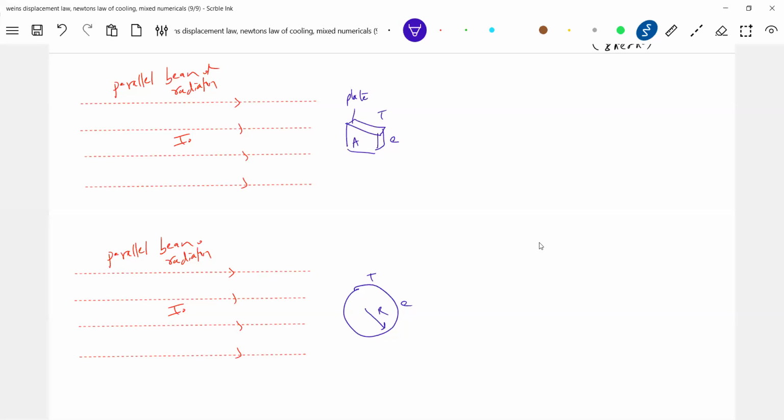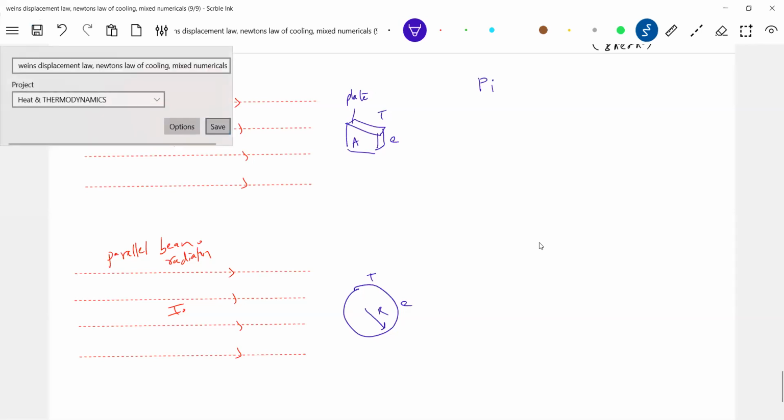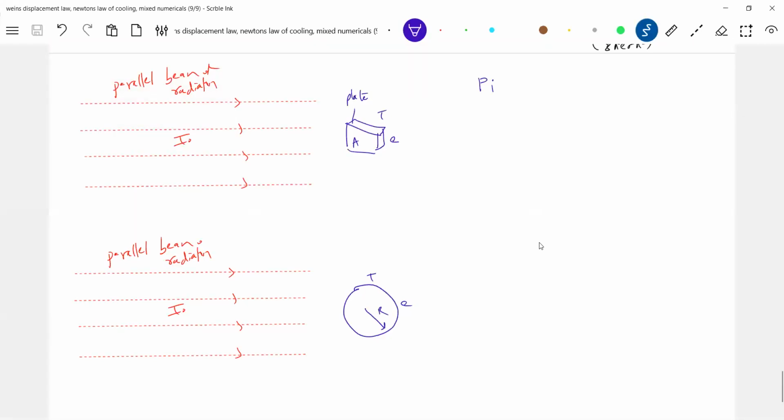Okay, let's do one thing. What is the power incident on the plate? I'll write P_i directly, intensity into area of the plate. I naught is the intensity of the beam. What is the area of the plate? It is A.